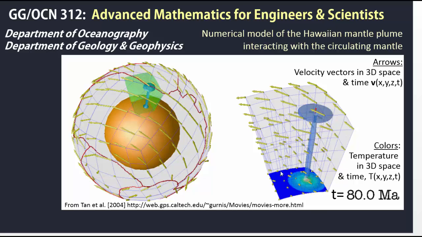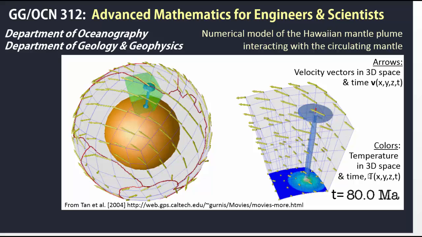The colors on the bottom plane here are the temperature on the base of the mantle, or really at the core-mantle boundary. The blue colors denote relatively cool temperatures, and the orange colors represent the highest temperatures. Again, just on this surface, this patch of this spherical shell of the core-mantle boundary. So this is one way to represent the scalar field temperature in 2D space.